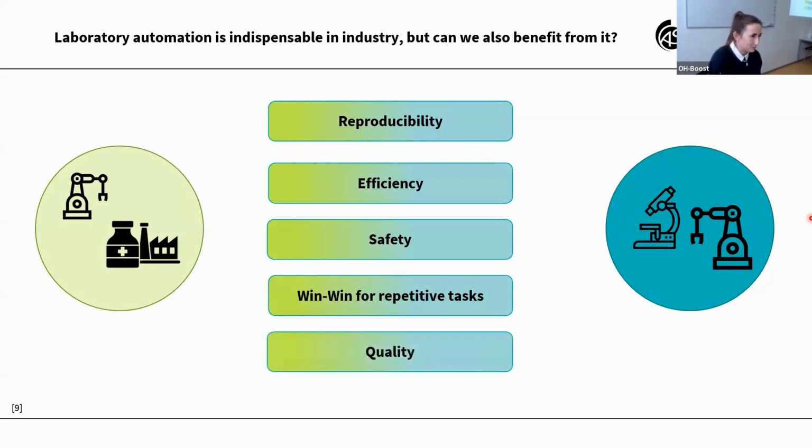Quality improvement, also regarding the parameters I mentioned in the last slides. And sometimes we can reach a faster translation, meaning if I have an automated process in the lab, the upscaling process to manufacturing is easier.